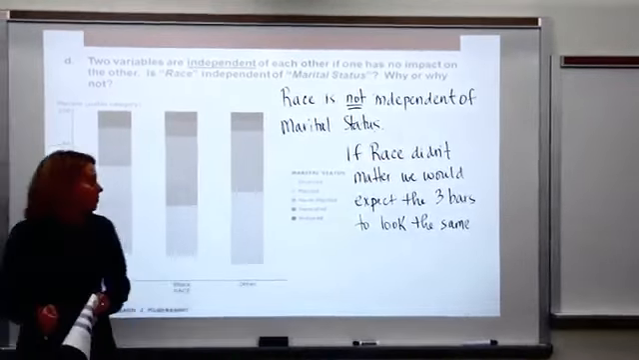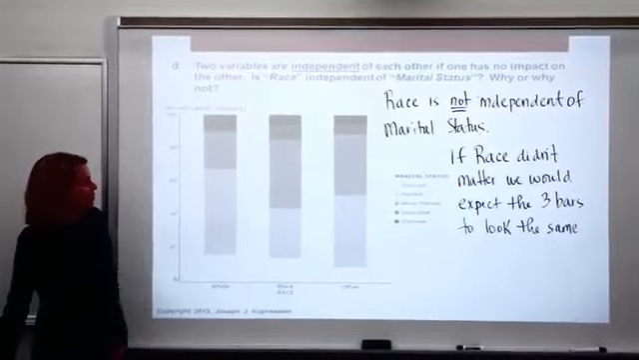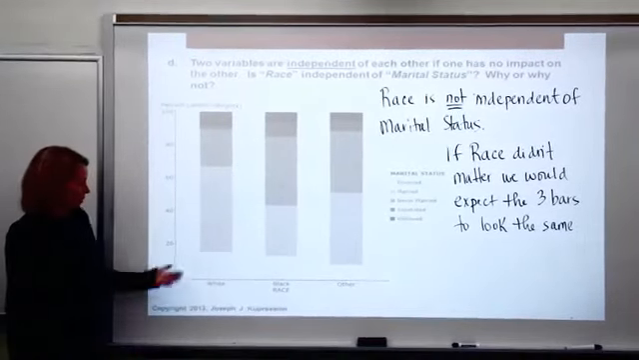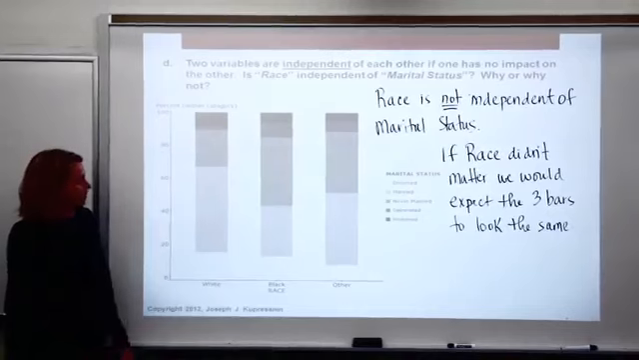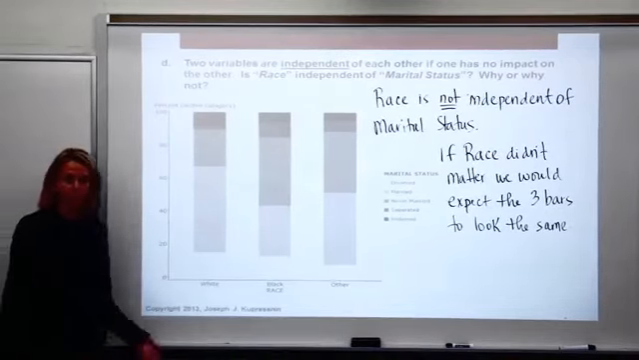We'll look at some other examples later where we'll see two variables that are independent of one another, where one variable doesn't affect the likelihood of the other variable. That's it for this one.